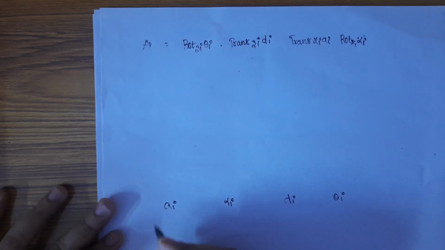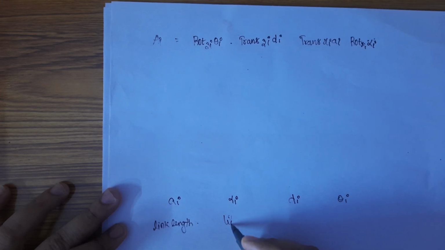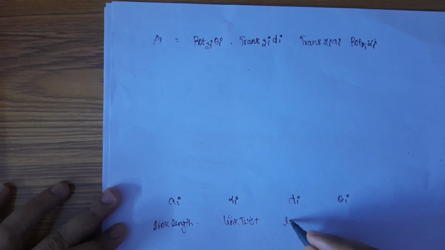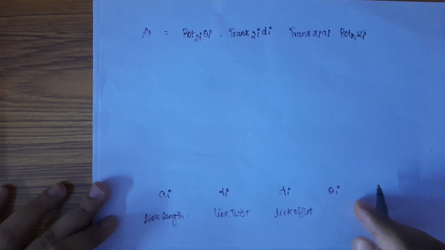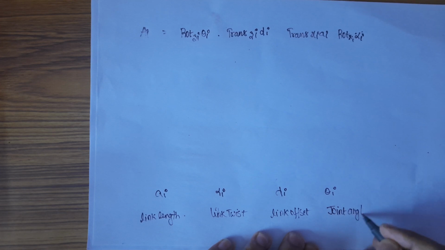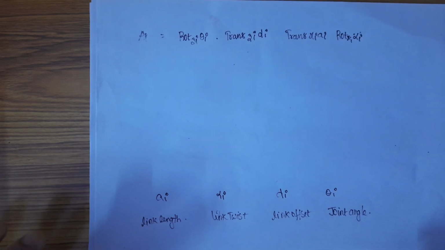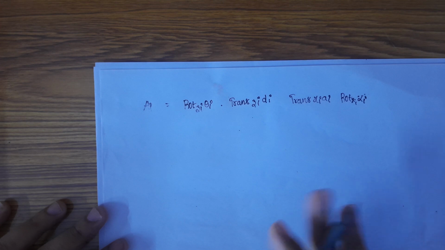Ai is nothing but your link length, alpha i is your link twist, di is your link offset, and theta i is your joint angle. So we need these four parameters in order to find the final forward kinematics. You already know how to write these four matrices that I have taught you in the previous classes.